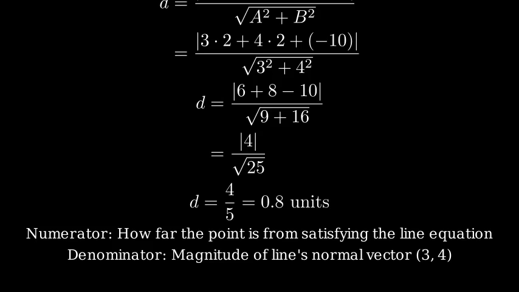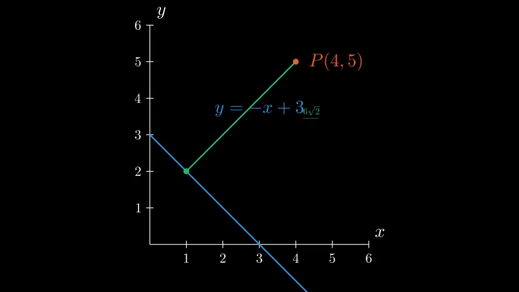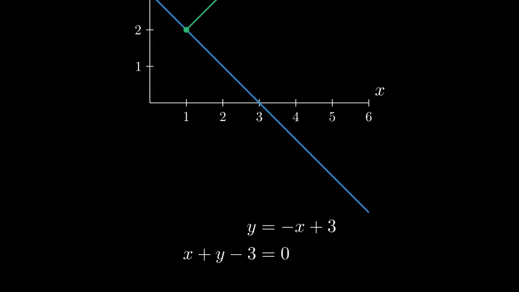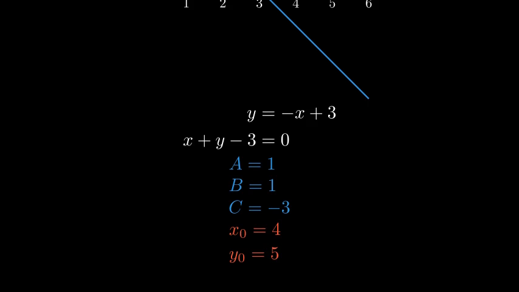Let's try another example to solidify our understanding. Consider a line with equation y equals negative x plus 3 and a point at (4, 5). First, we need to convert the line equation to the standard form ax + by + c = 0. So, y = -x + 3 becomes x + y - 3 = 0. Now we can identify our variables: a equals 1, b equals 1, c equals negative 3, x0 equals 4, and y0 equals 5.